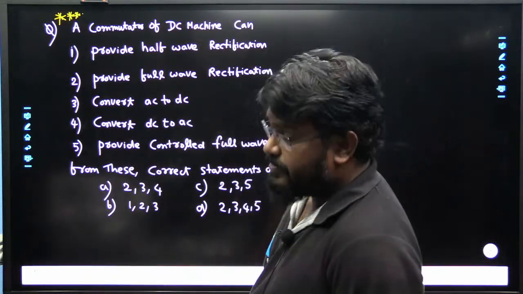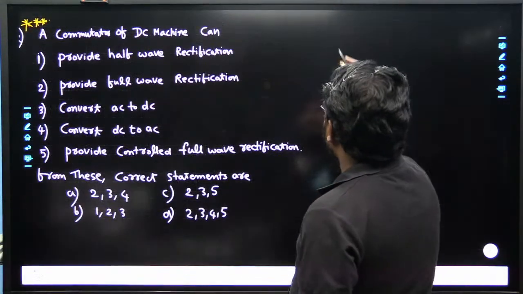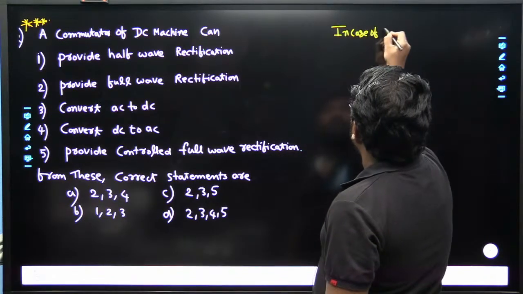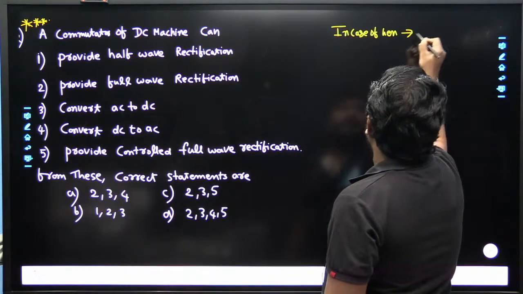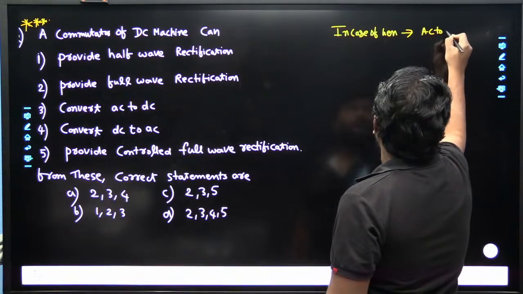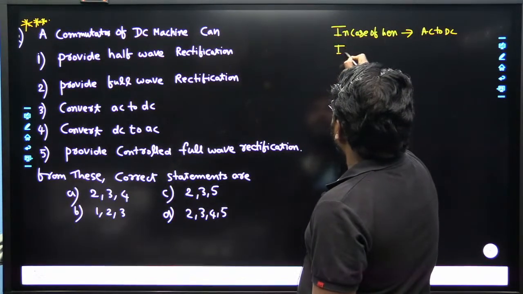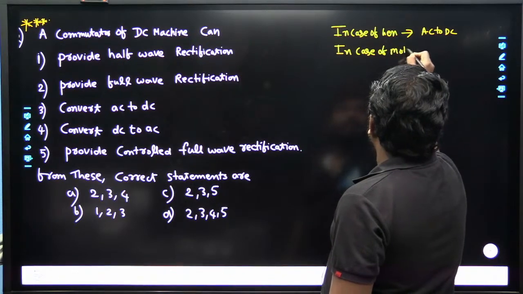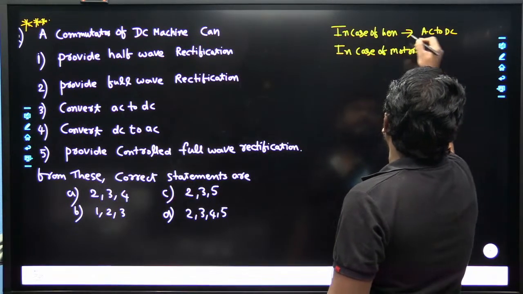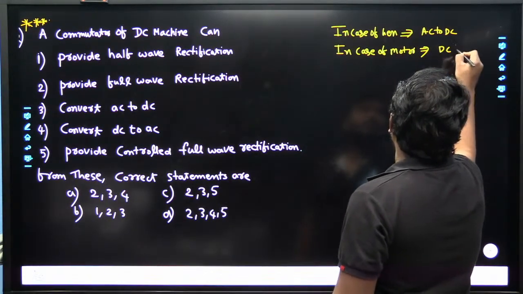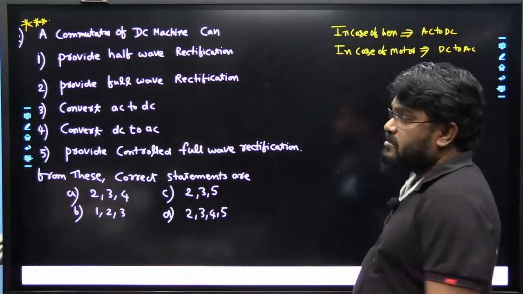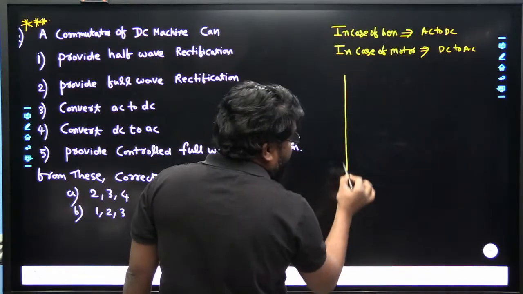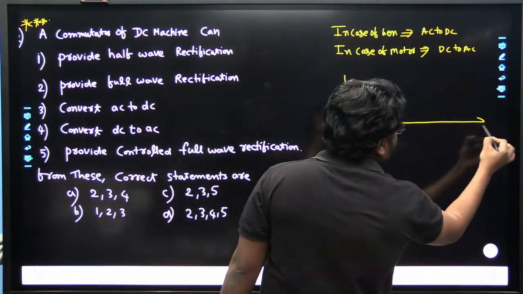What is the answer? Already we have discussed in the case of the generator that it converts AC to DC. In the case of the motor, it converts DC to AC. So what about the rectification point of view? Already we have discussed this in the working of the DC generator.